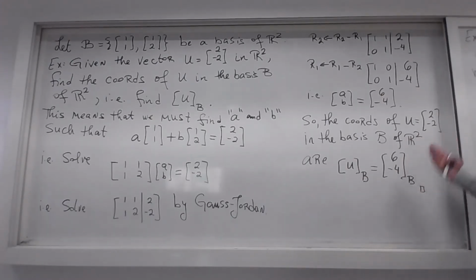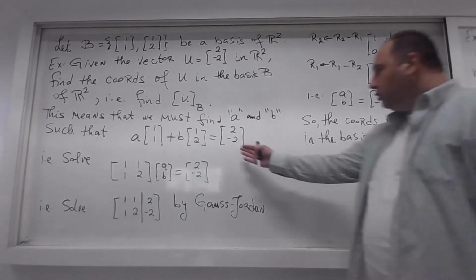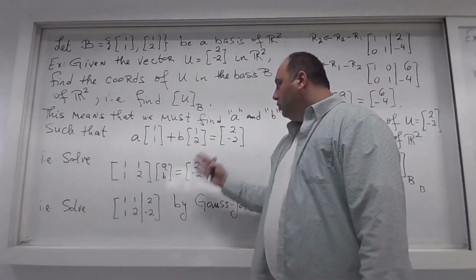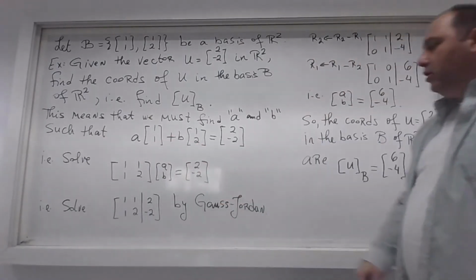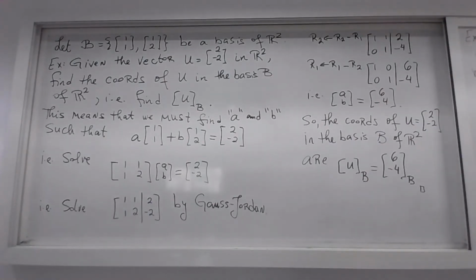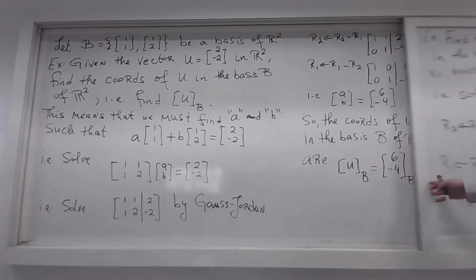So how do we find the coordinates of a given vector? Given a vector and a basis, how do we find coordinates? We need to solve a non-homogeneous system by Gauss-Jordan. That's all. The solution is actually our coordinates. So that's what we get.